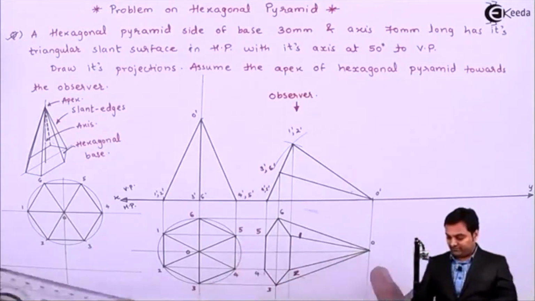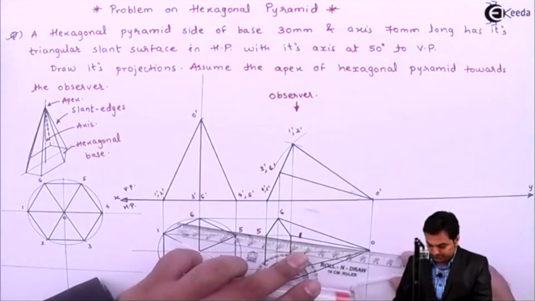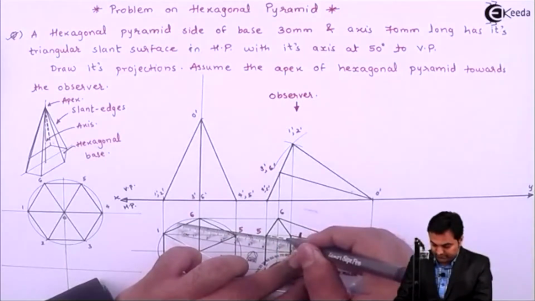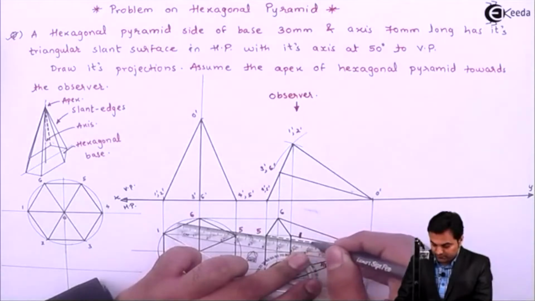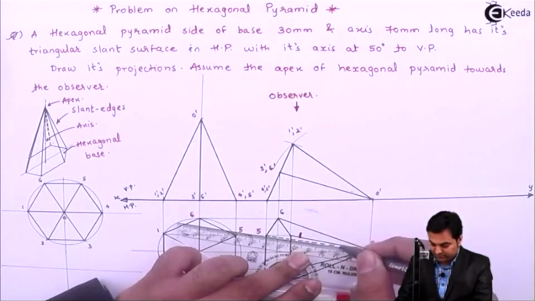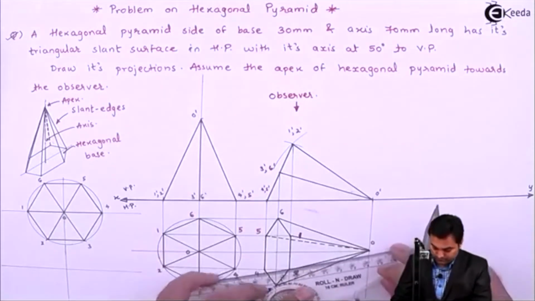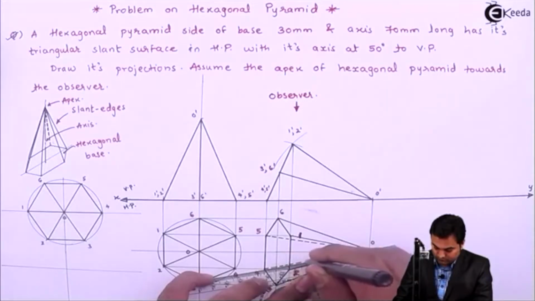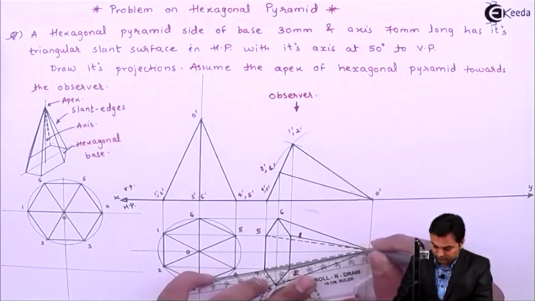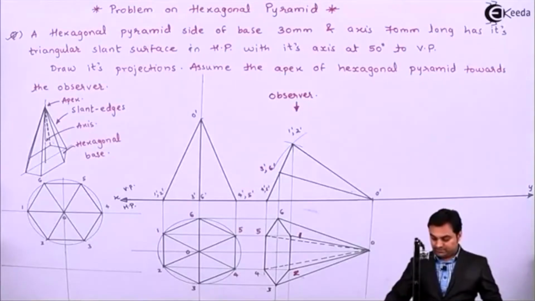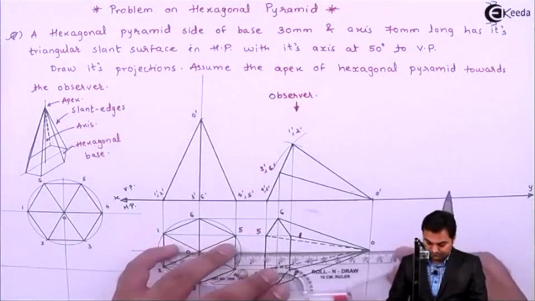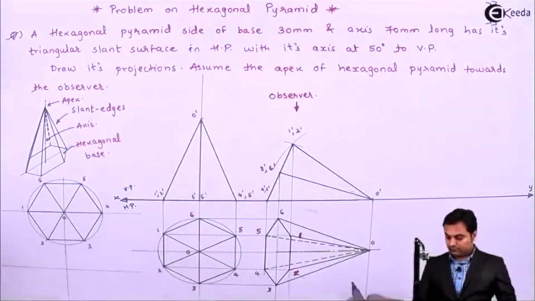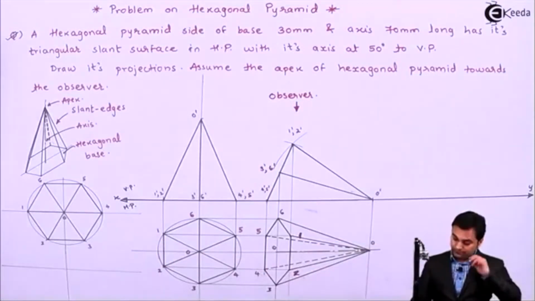Next, connecting 5 to O with the help of a dotted line. So this edge is not visible in the top view. Then here is the apex. I'll call it apex O.